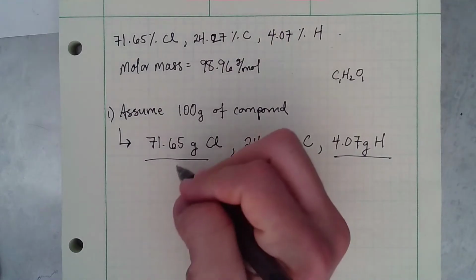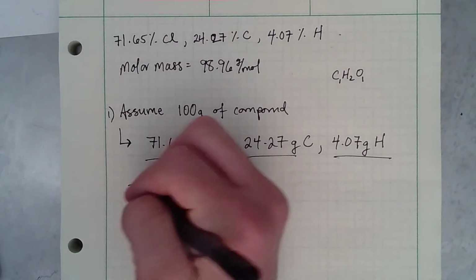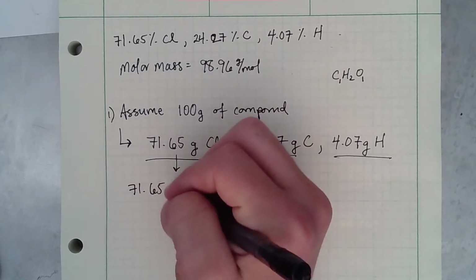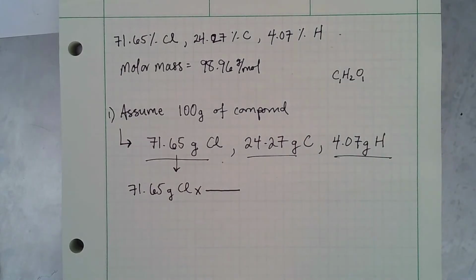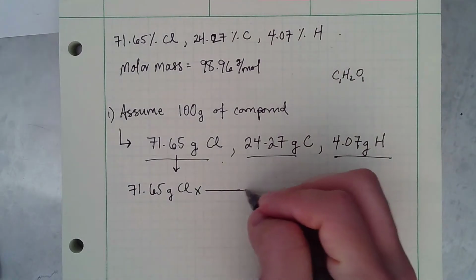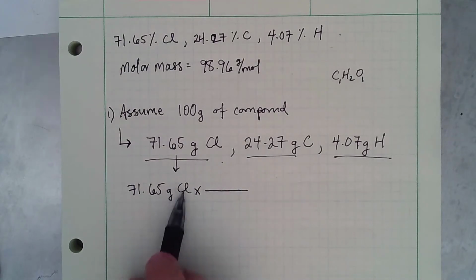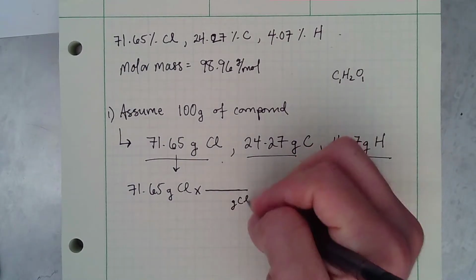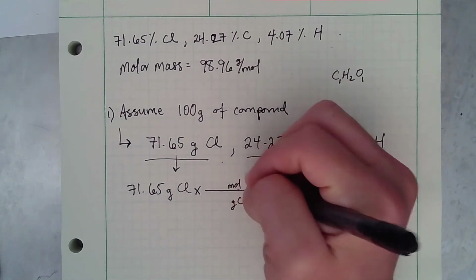So for the first one here, for chlorine, I'm going to take my 71.65 grams, and in order to turn this into moles, what would need to go here in the denominator? Think about that for a second on your own. What unit would need to go there? Hopefully you're thinking grams. And then if I want moles of chlorine, what would have to go here on the numerator? Hopefully you're thinking moles of chlorine.